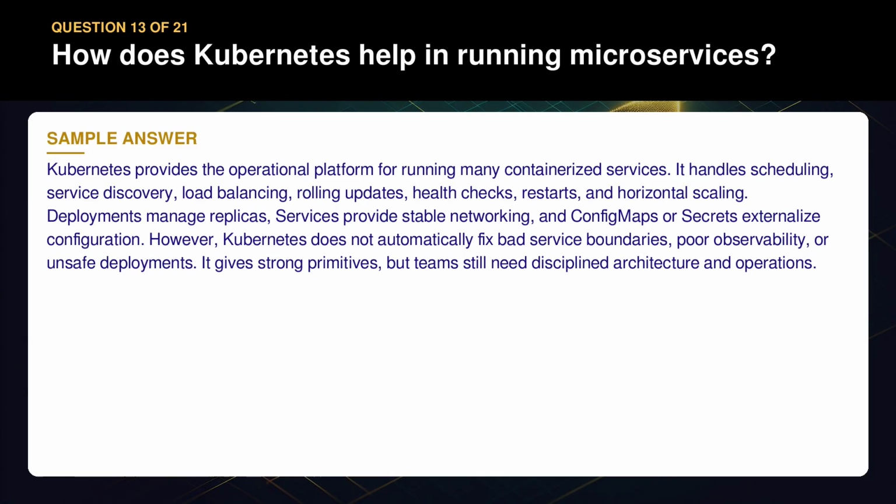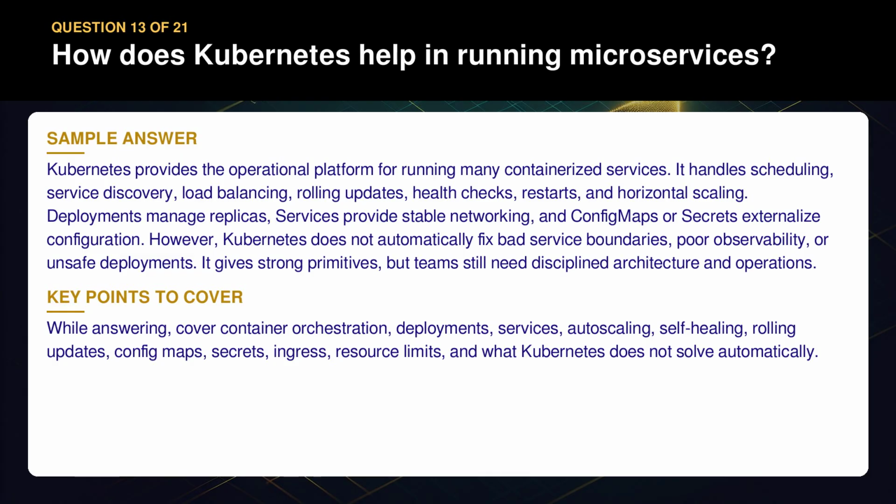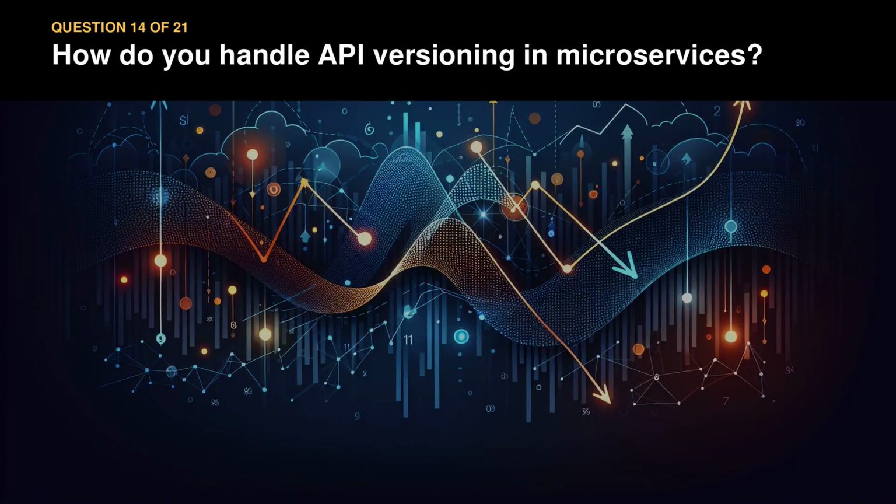However, Kubernetes does not automatically fix bad service boundaries, poor observability, or unsafe deployments. It gives strong primitives, but teams still need disciplined architecture and operations. While answering, cover container orchestration, deployments, services, auto-scaling, self-healing, rolling updates, config maps, secrets, ingress, resource limits, and what Kubernetes does not solve automatically.